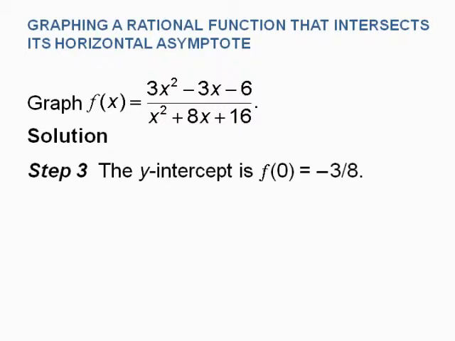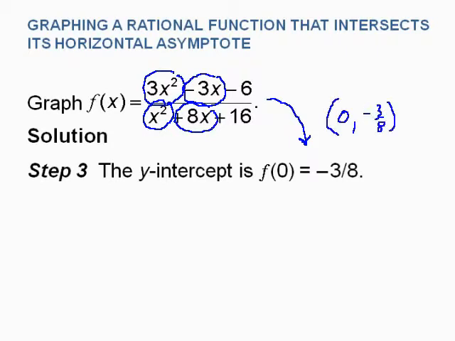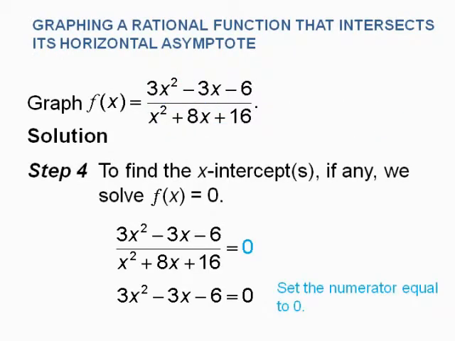Now the y-intercept: if you let all the x's be 0, watch what happens here. That goes to 0, that goes to 0, that goes to 0, this goes to 0, and you're left with this fraction, negative 6 over 16. So when x is 0, y is negative 3/8. It reduces to that. Make sure you always reduce your fraction. So there's the y-intercept, and we're just going through this in the same steps.